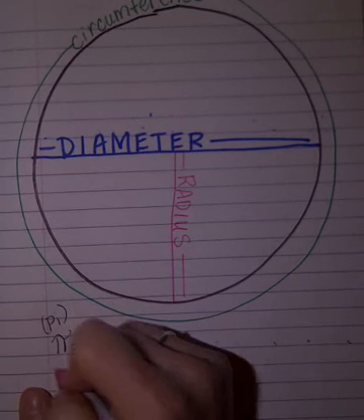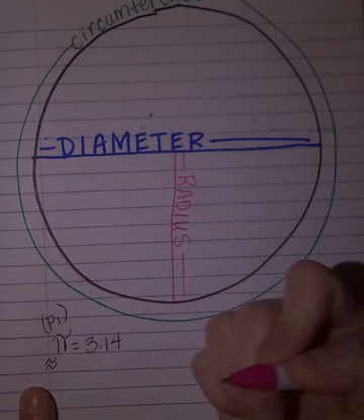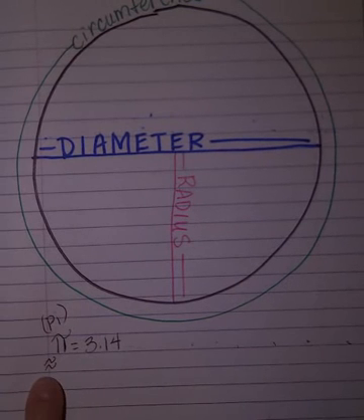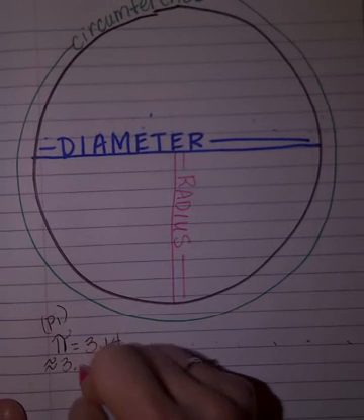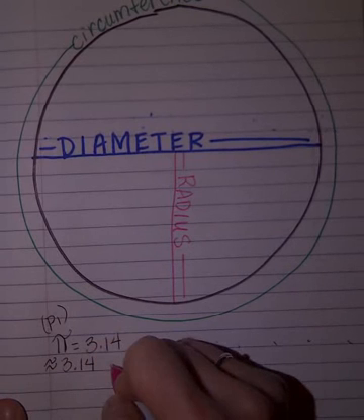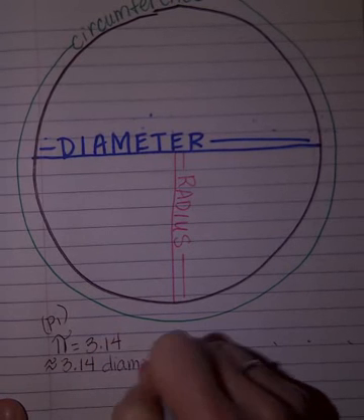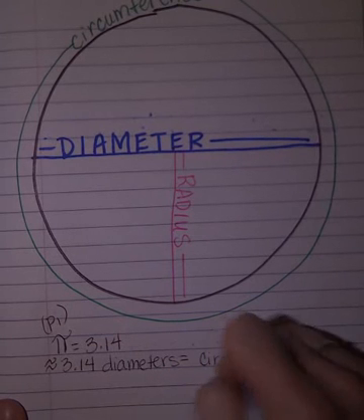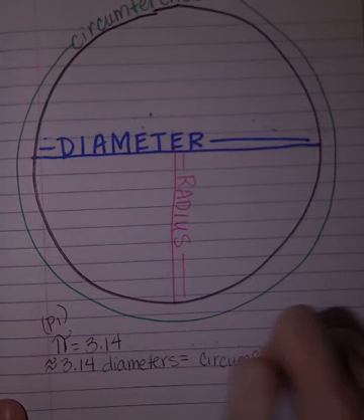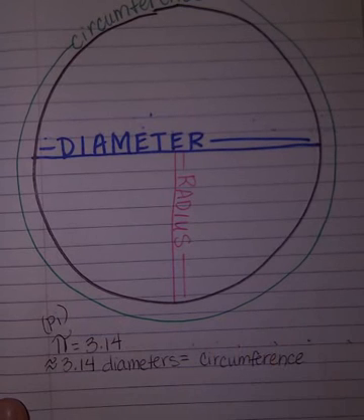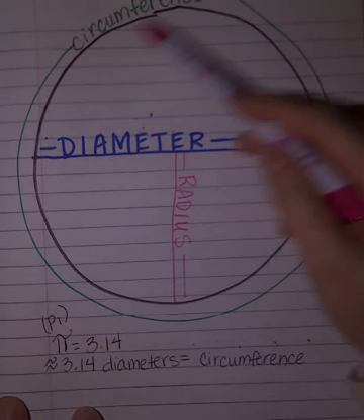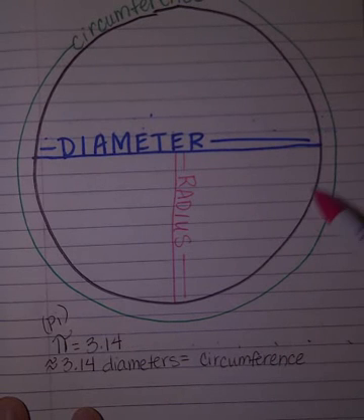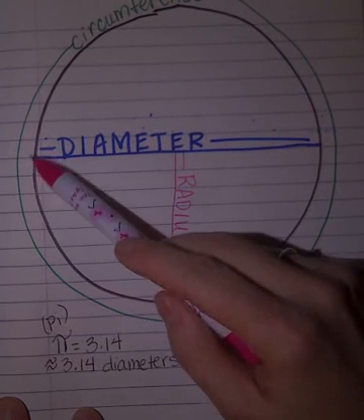And we know that about, and that sign means about, 3.14 diameters of any circle will equal its circumference. So if you take this blue line I just traced and you were to wrap it around the circle, you would have to wrap it 3 times.